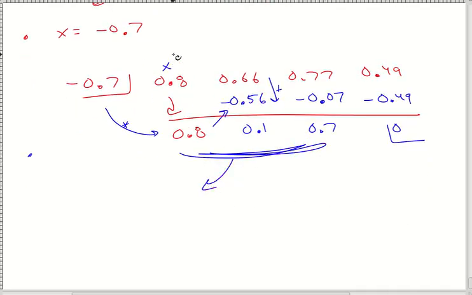Again, this was x cubed. Now this is x squared. You always reduce it down by 1. 0.8x squared plus 0.1x plus 0.7. This is your length.